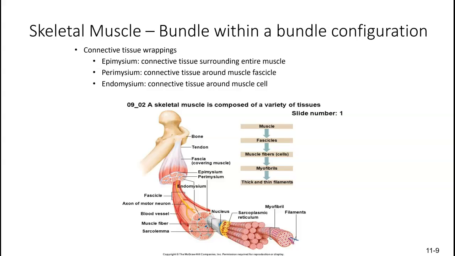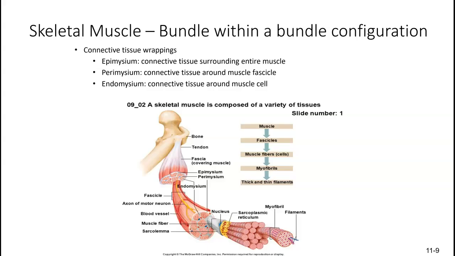So around the large muscle, we have that connective tissue, the epimysium. Then the smaller bundles are fascicles. Around the fascicles, we have the perimysium. And then around the muscle cell, that connective tissue is the endomysium. So starting superficial and going deep, we have epi, peri, and endo.